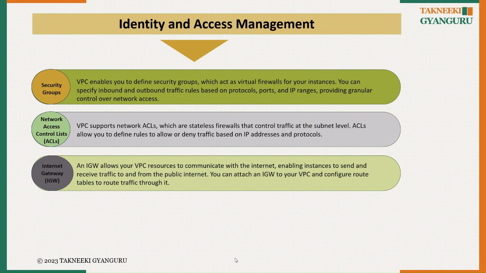An internet gateway, sometimes called an IGW, allows your VPC resources to communicate with the internet, enabling instances to send and receive traffic to and from the public internet. You can attach an IGW to your VPC and configure the route table to route traffic through it. The internet gateway is basically used to give your resources access to the internet.